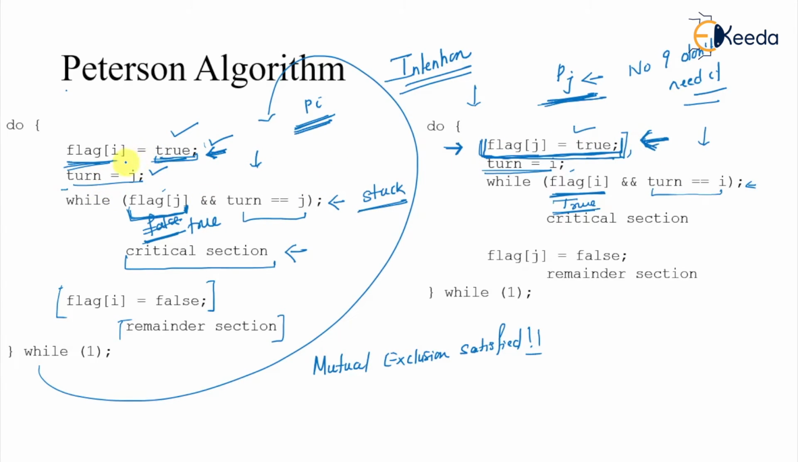Suppose flag i is true, flag j is true, then turn is equal to j and turn is equal to i. Both cannot be correct, only one will be correct. After that, what will happen? Suppose turn is equal to i is correct, since this is the last statement. Then it will get stuck in the while loop. It has already made the intention that it wants to go, but turn is equal to i. The other has also made the intention that it wants to go, but here turn has been set to i, so this one will be stuck in the while loop.